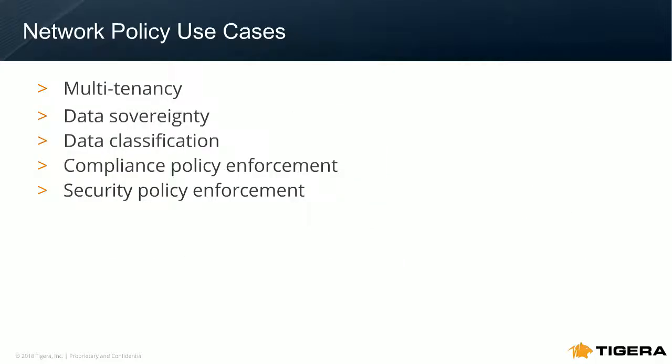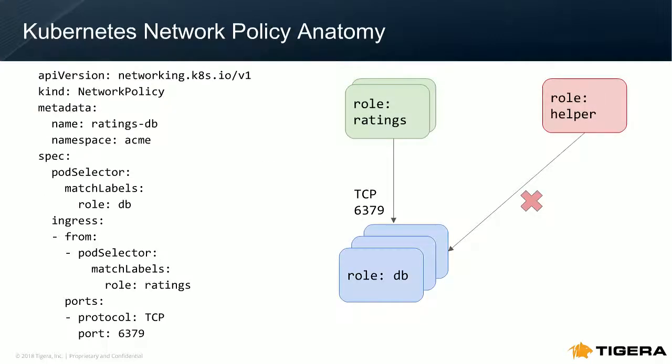So let's talk a little bit about that now, and then we'll come back to the policies a little bit more. So another example of this, I have an application. Let's take a look at what that policy looks like. In this case, I have a ratings application that needs to talk to a role application. I've got another application helper that shouldn't be able to talk to the database.